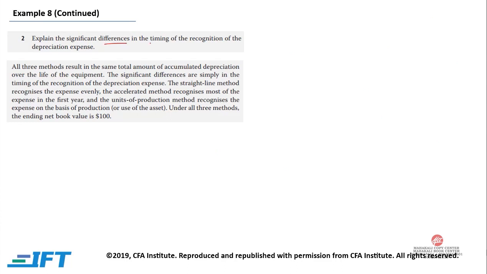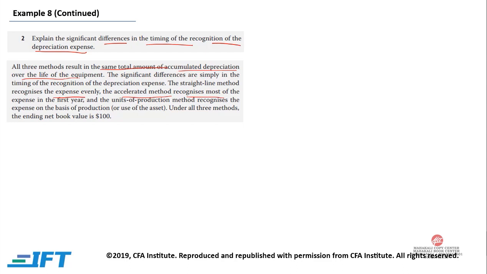Explain the significant differences in the timing of the recognition of the depreciation expense. Now, as we have seen in double declining, the depreciation in the initial years is higher. Despite the fact that all three methods result in the same total amount of accumulated depreciation over the life of the equipment, the significant differences are simply in the timing of the recognition of the depreciation expense. The straight line recognizes the expense evenly.